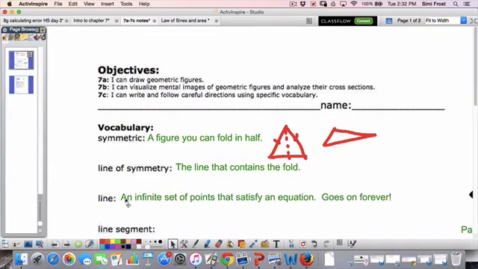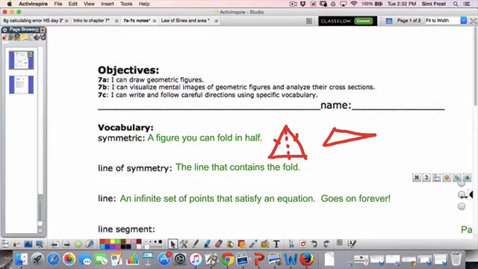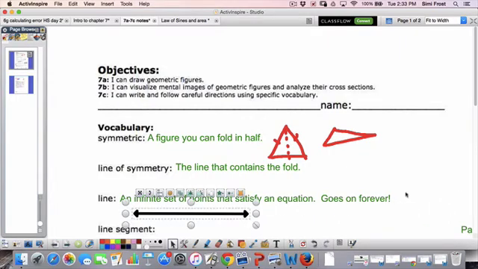Okay, next word, line, is an infinite set of points that satisfy an equation, and the important thing to know is that it goes on forever. And the way we draw one is to draw, yes, a line, but you need to make sure that you have arrows at either end of your line. That's showing that it's going on forever.